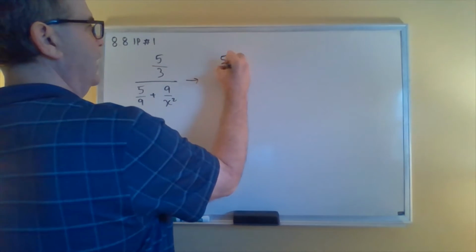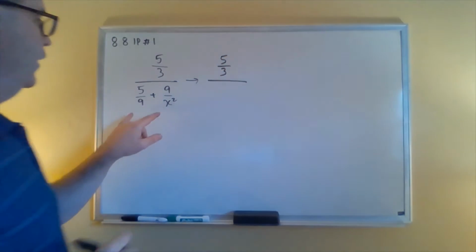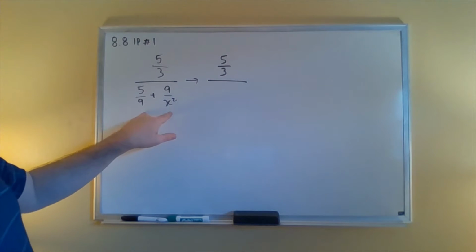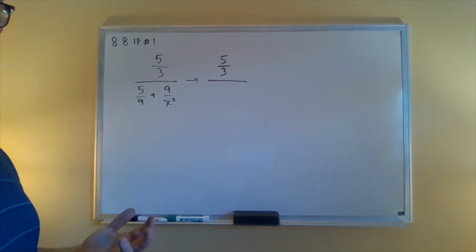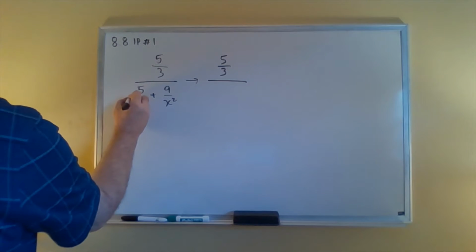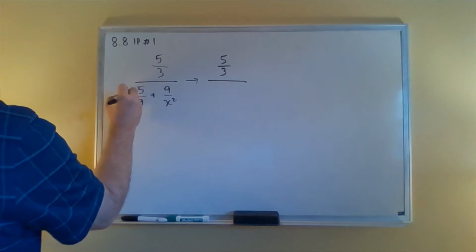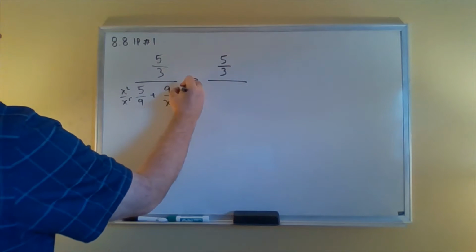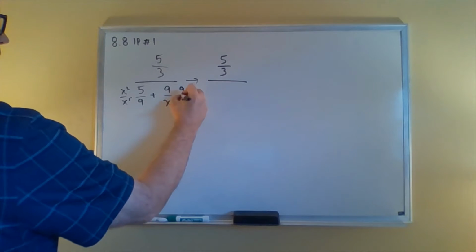So we're still going to have 5/3 in our numerator, but we need to find a common denominator here so we can add these two together. It looks like our common denominator will be 9x squared. I'm going to multiply my first fraction by x squared over x squared. I'm going to multiply my second fraction times 9 over 9.